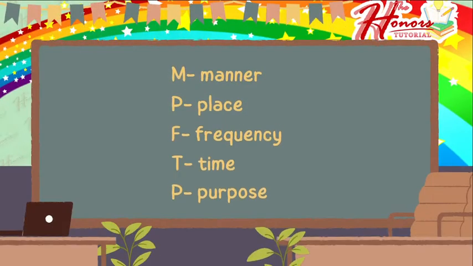So in order for you to understand it more, I have here an acronym. So this is MPFTP. M stands for the manner, P for the place, F for the frequency, T for the time, and P for the purpose. Again, take note, MPFTP. So this is the correct order of adverbs. So let us use this in the sentence.